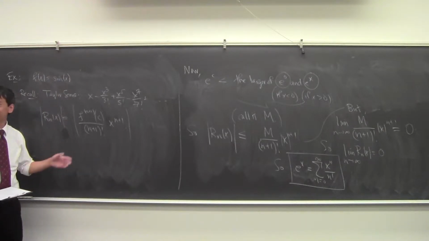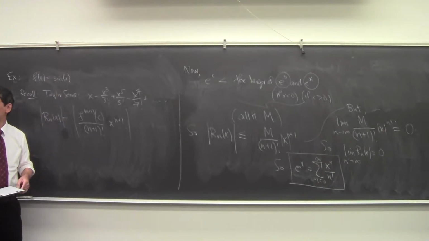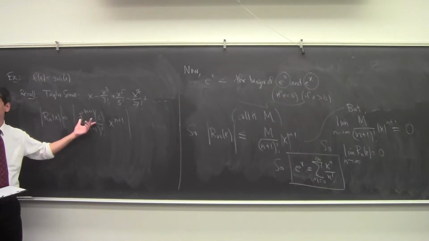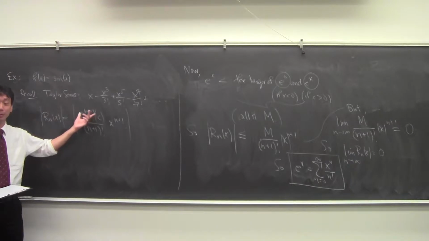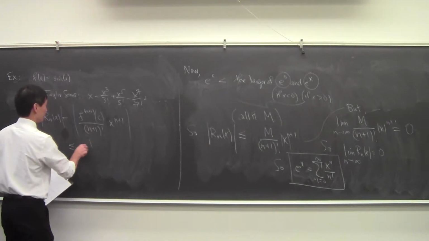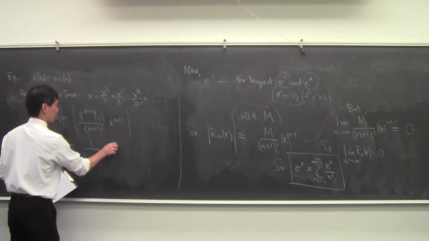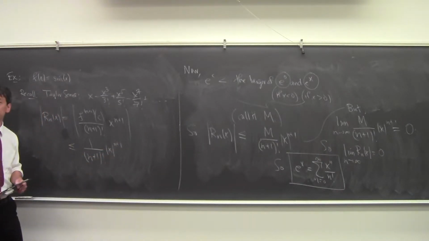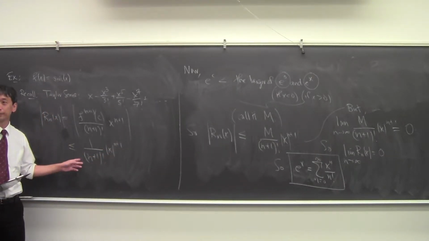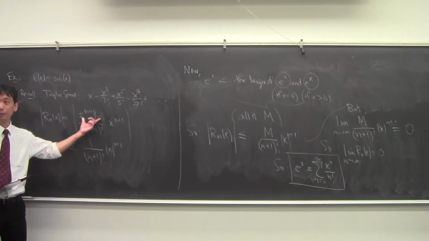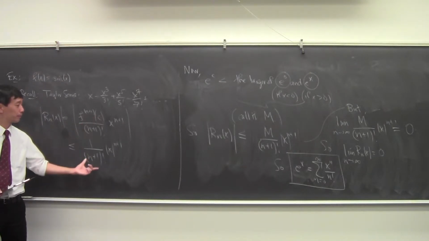Can I get 2? I can do it, as long as it's between 0 and 1. Between 0 and 1, exactly, right? The absolute values are sine or cosine, or they're plus or minus sine or cosine. All those things in absolute value are smaller than 1. So I know that this thing is smaller than 1 over n plus 1 factorial, because this thing is smaller than or equal to 1.